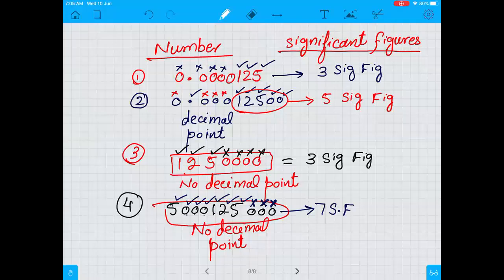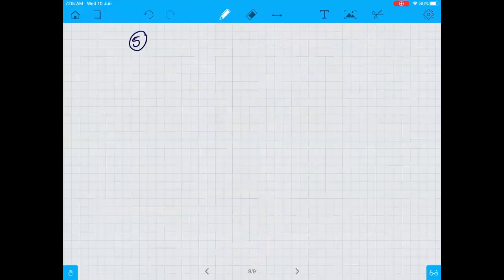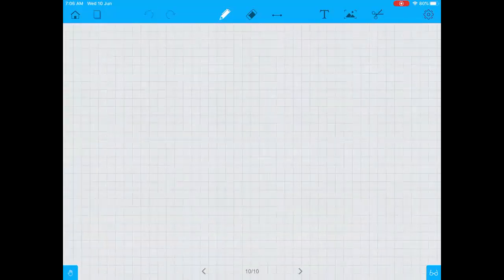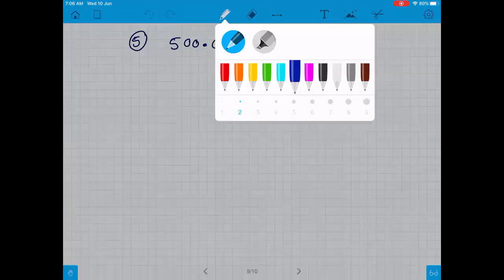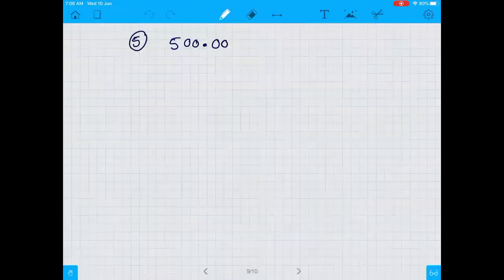Example number 5. You get a number 500.00. Now a decimal point is present, as you can see. When a decimal point is present, then zeros following the non-zero digit will become significant. Now all of them are significant, and the number has 5 significant figures. So these zeros will become significant.